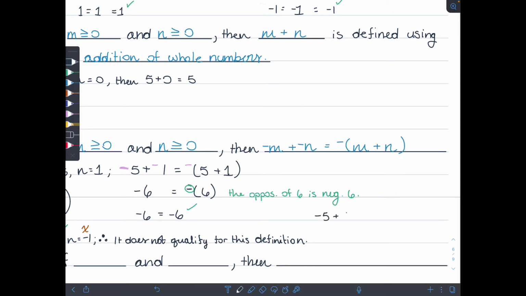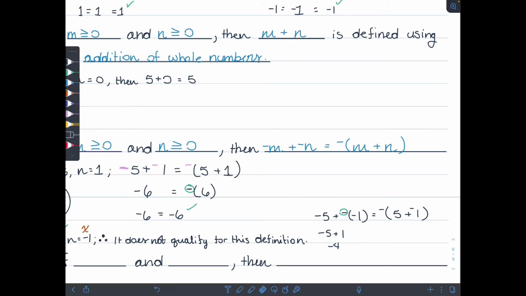So we have negative m, so negative 5, plus negative parentheses negative 1, which should equal negative parentheses 5 plus negative 1. What does this say? The opposite of negative 1 is 1. So negative 5 plus 1 gives me negative 4.